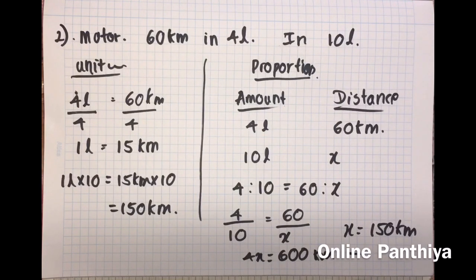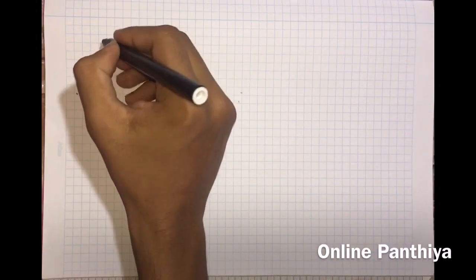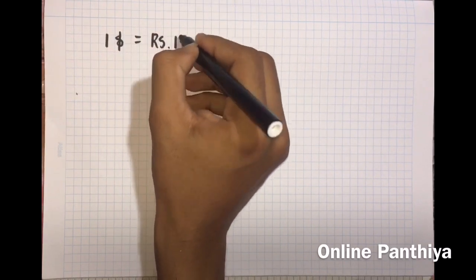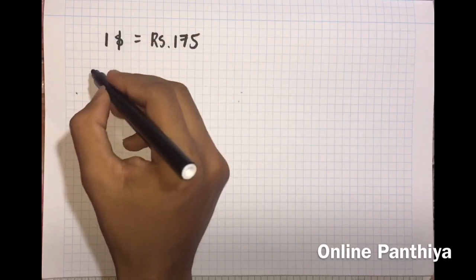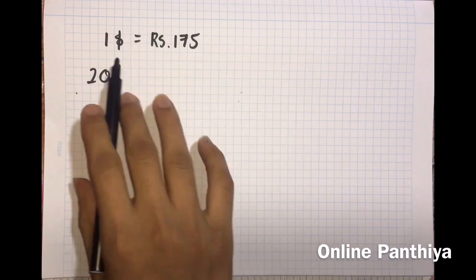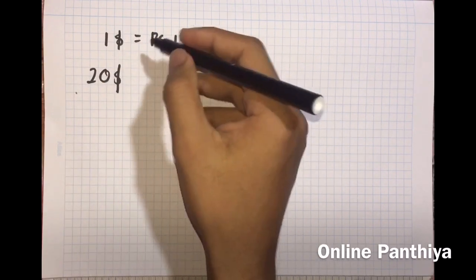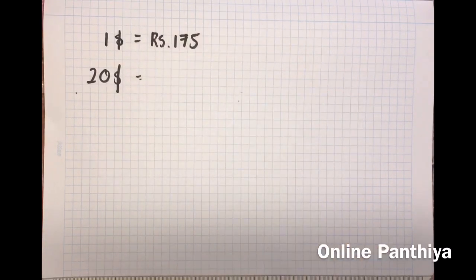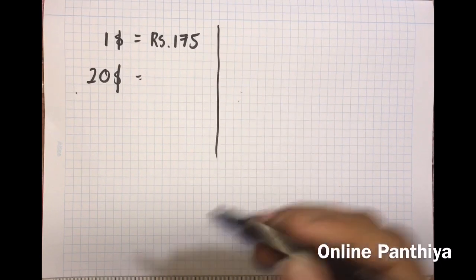The next part of this question, you have foreign currency to be converted. That is nothing like proportions, that is like normal calculations. Like they will say $1 is equal to 175 rupees. So how much is $20 equal to? Is it hard or easier? Just multiplication, no? Price of $1 is 175. So in order to find the value of $20, you have to multiply this value by 20. Easy, right?